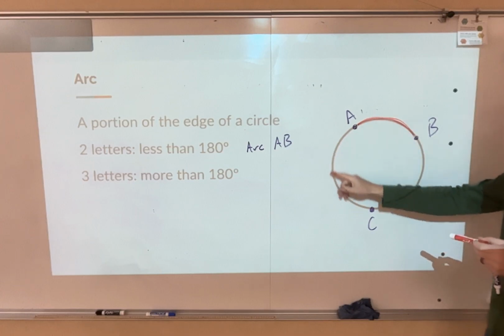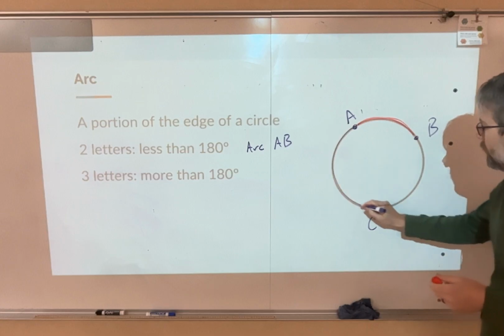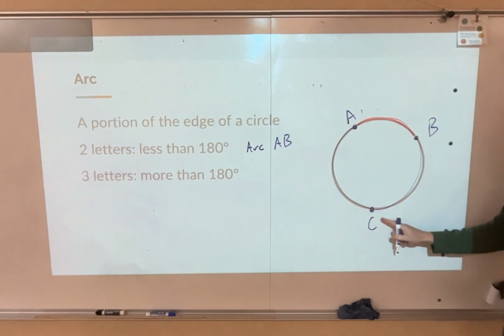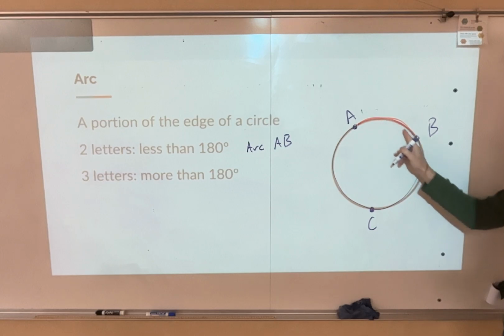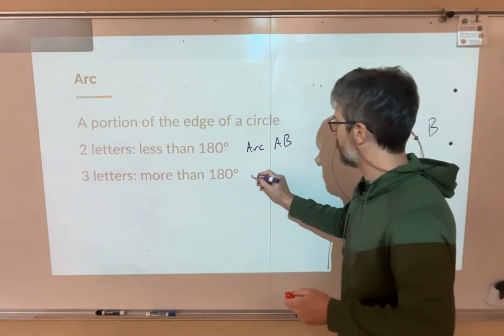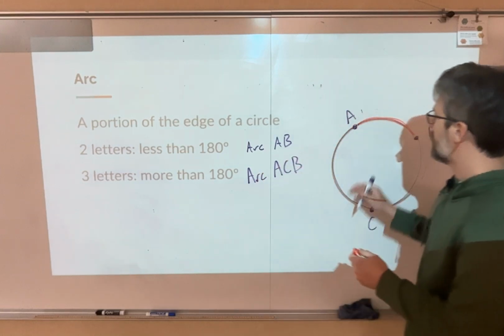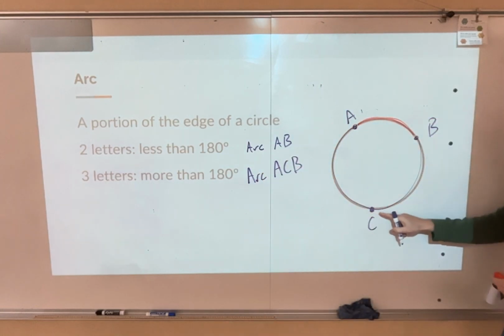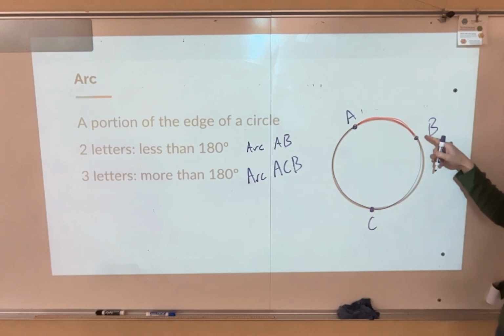Now, if I want to talk about the other side, from A to B the long way, then I need to include this third letter. So if it's just AB, it's implied that it's the shortest distance. If I've got something like arc ACB, that means I'm starting at A, going to B on the way through C. So starting at A, going through C, ending at B.